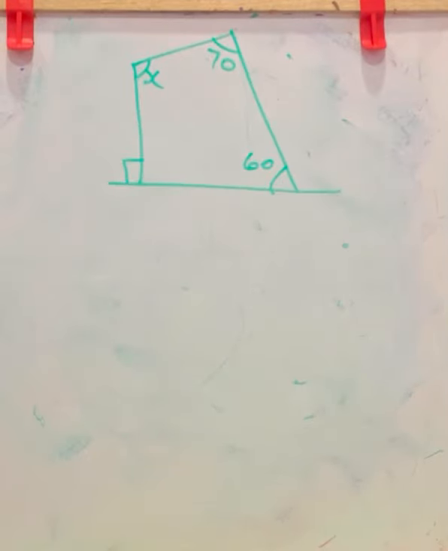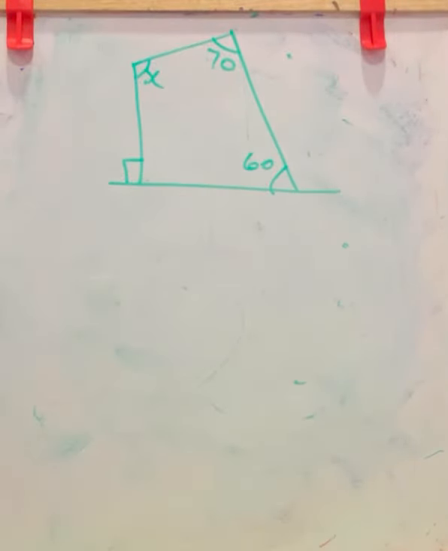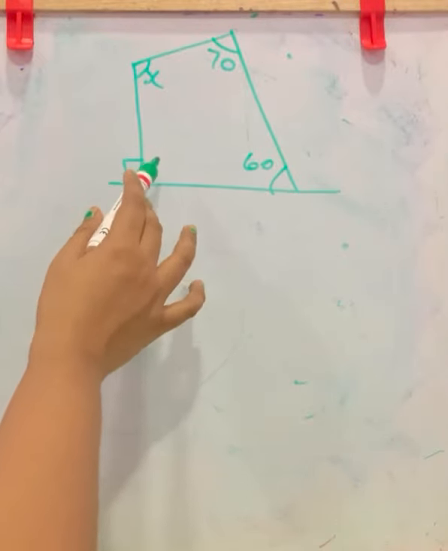Now the next figure, this is the figure given. So this is the missing angle. We know this is a quadrilateral and the sum of the angles of a quadrilateral is 360, but here we can't see an angle.